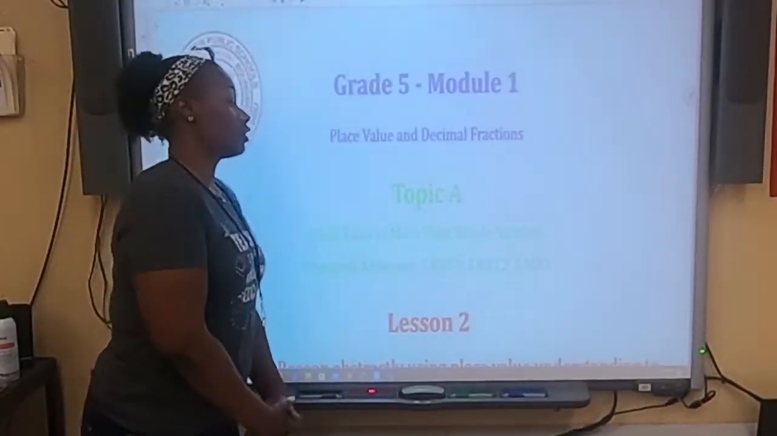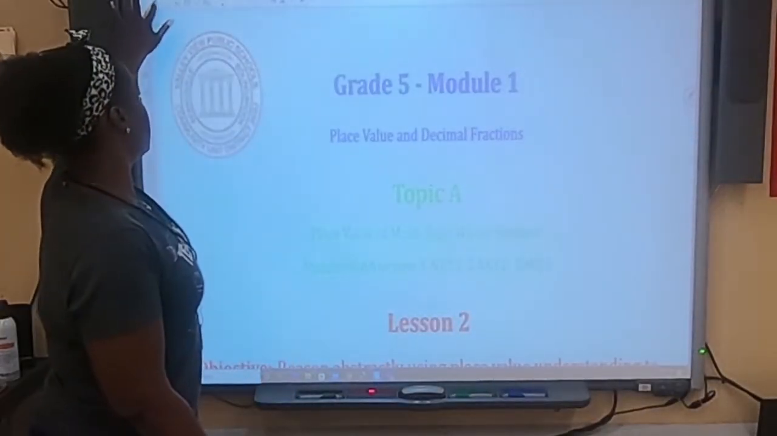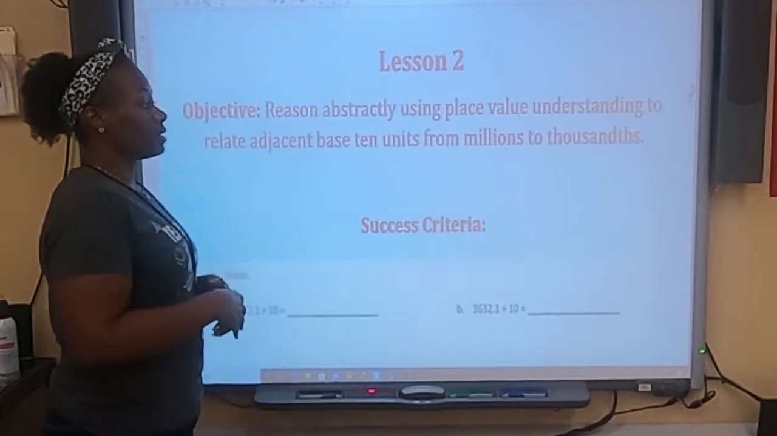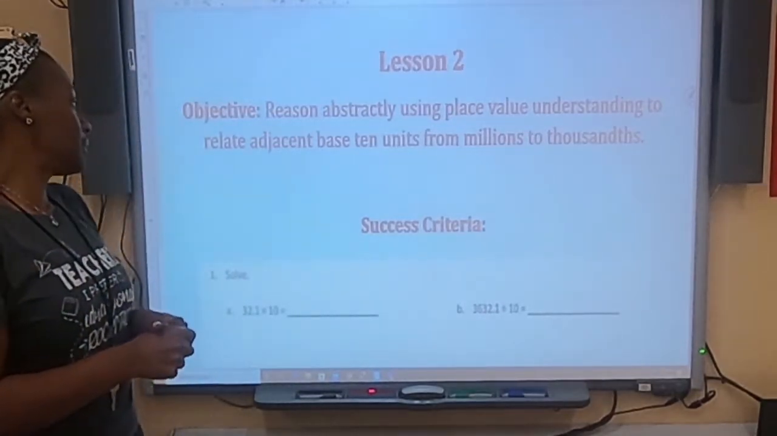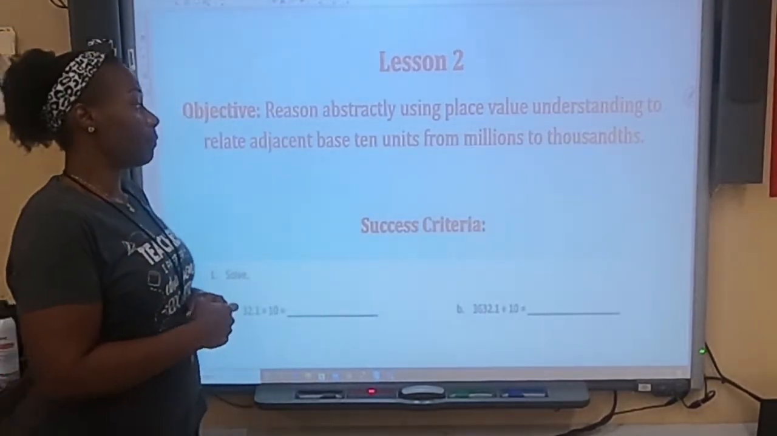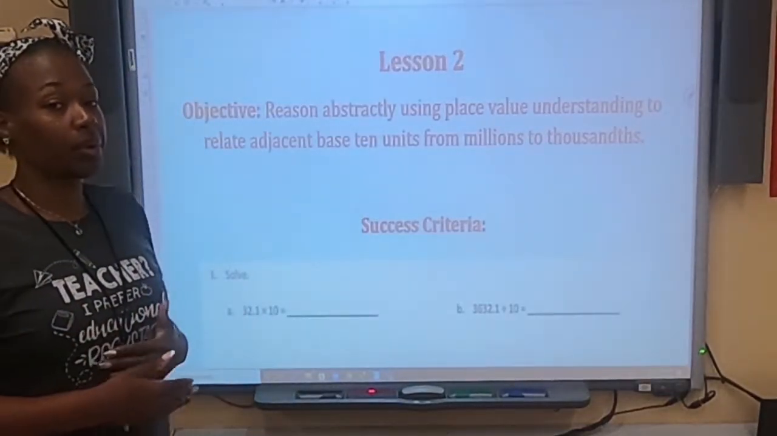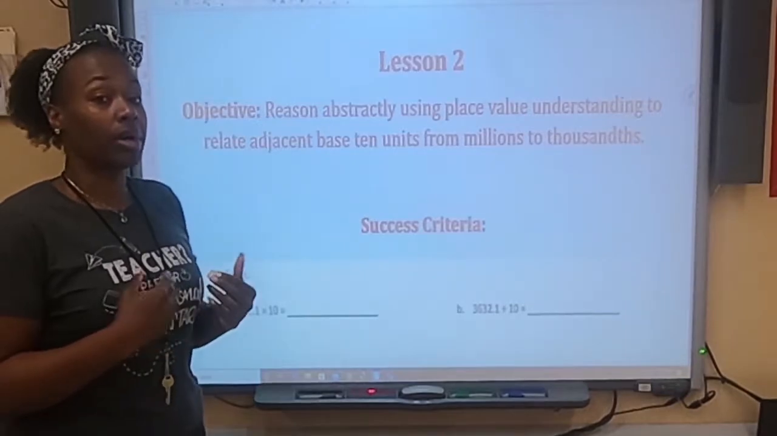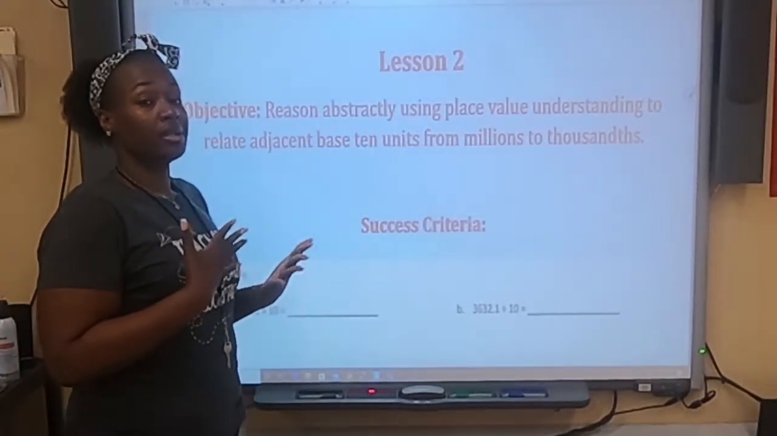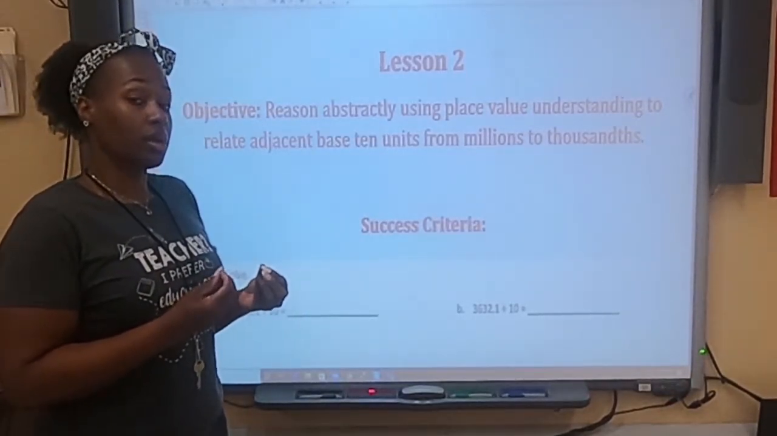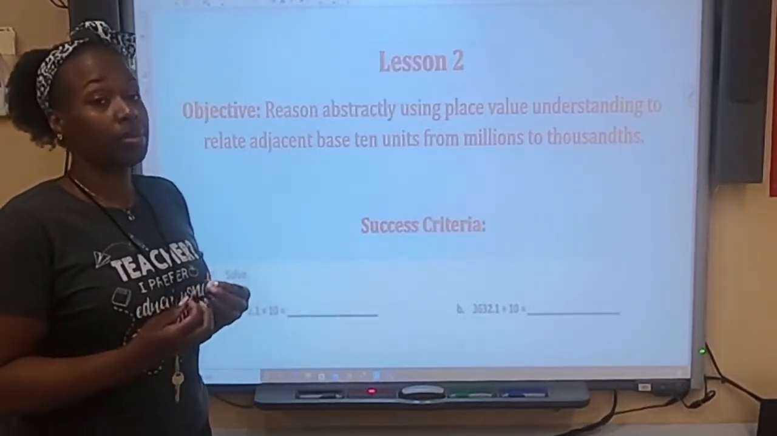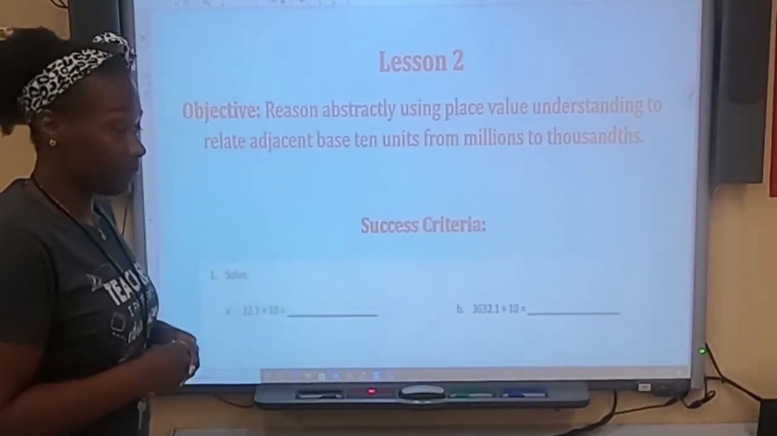Today's lesson is Module 1, Lesson 2. And in this lesson, we are going to learn how to reason abstractly using place value understanding to relate adjacent place base 10 units from millions to thousands. Once again, we are working on the place value chart and we are discovering that when we divide, we are moving to the right of that chart, and when we multiply, we are moving to the left of that chart.